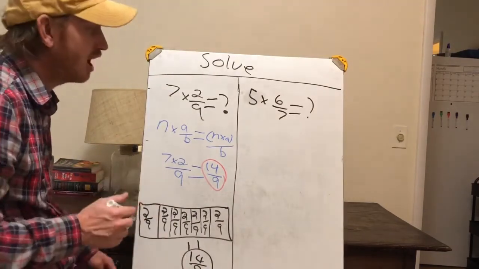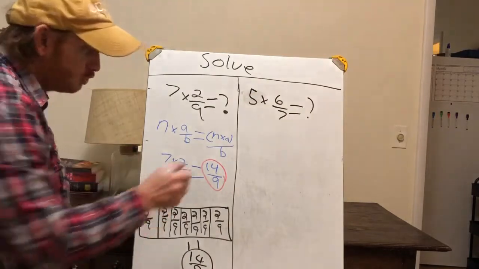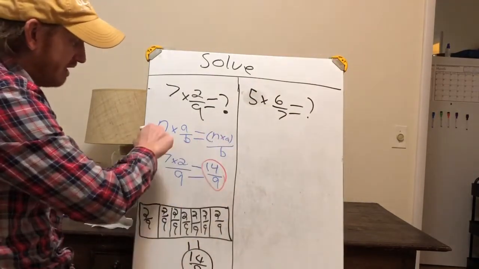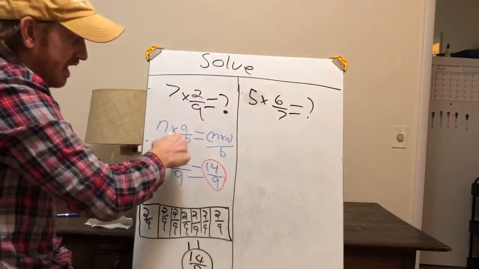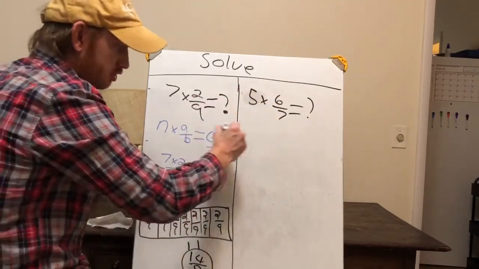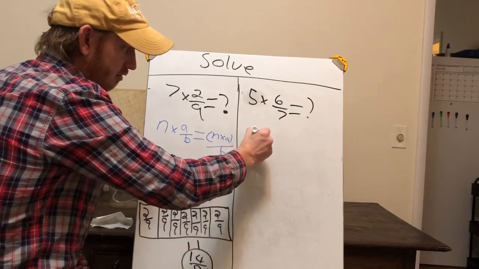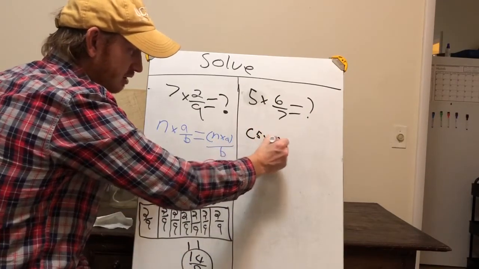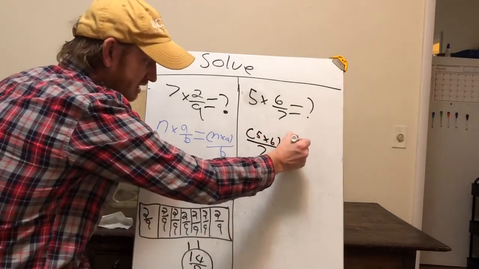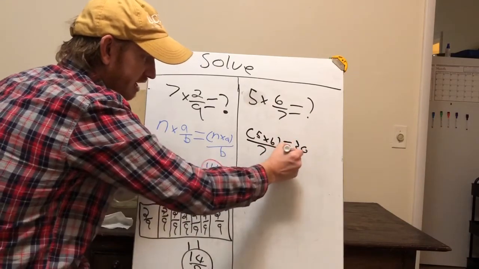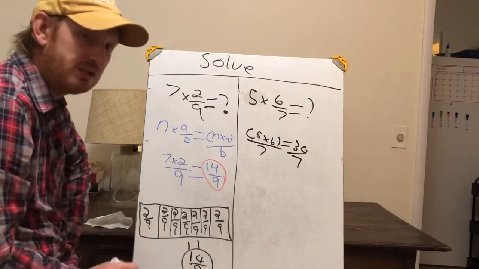So for our next problem, we're going to do 5 times 6 over 7. And the first thing we're going to do is put it in our new algorithm. The n is 5, the a is 6, and the b is 7. So in our new equation, we'll have 5 times 6 over 7. 5 times 6 is equal to 30, and the 7 comes over for 30 over 7. Now that should be our answer.